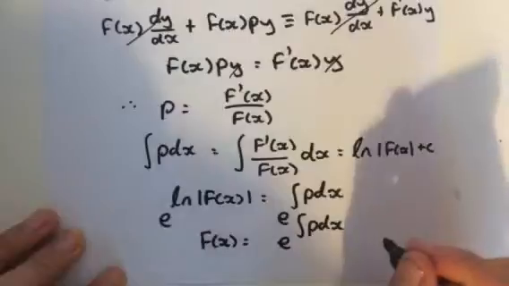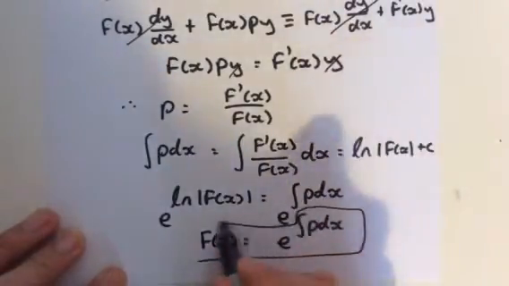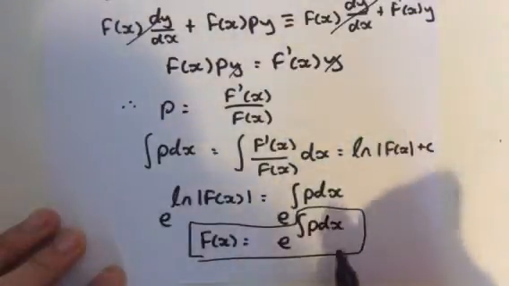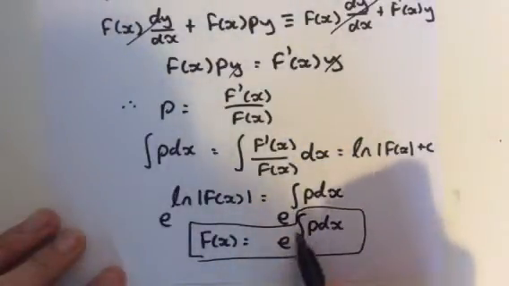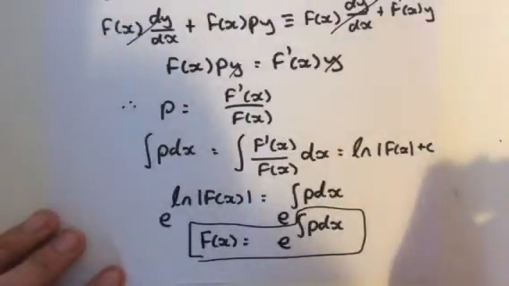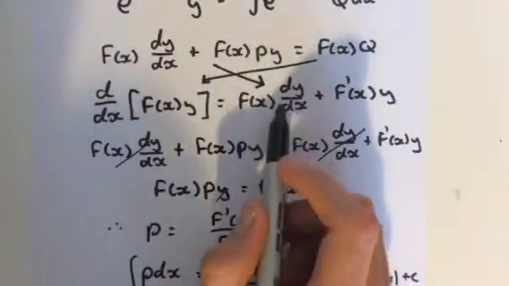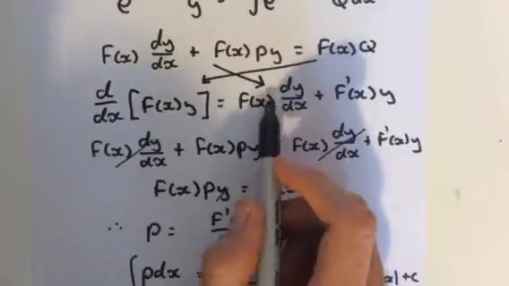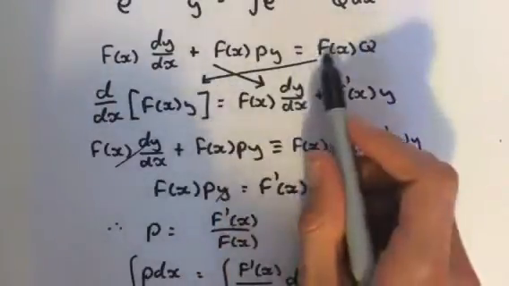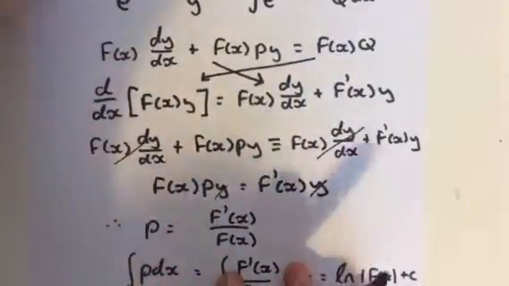And this is what is known as our integrating factor. e^(∫p dx) is called the integrating factor. And we've just proved that by simply comparing these two sides of the equation. What we're going to do now is compare f(x) q with the left-hand side of the product rule.